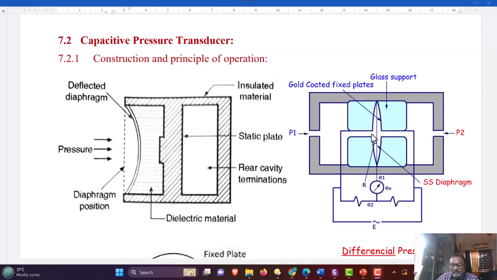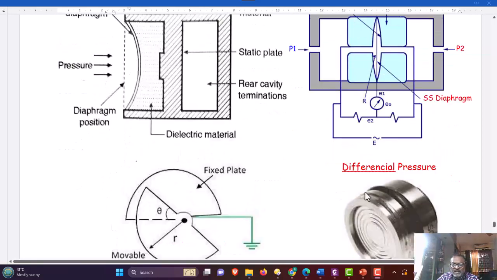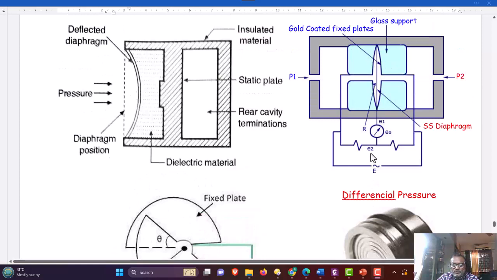Therefore, the capacitance C1 between the left plate and the diaphragm will be different from the capacitance between the diaphragm and the right side plate. And this differential capacitance gives rise to different voltages developed across these capacitors, that is E1 and E2. The external circuit reads the difference between the two, that is E1 minus E2. And that differential output is then proportional to the difference in the pressure.